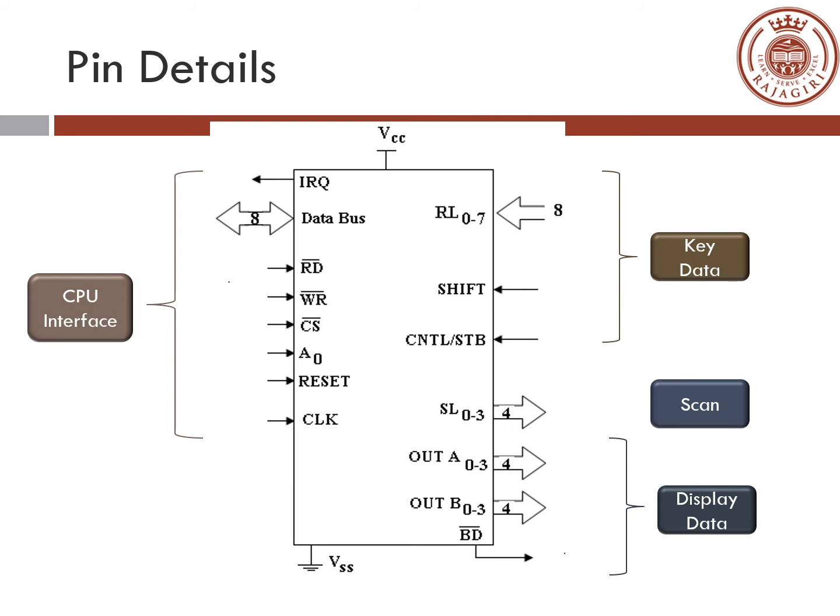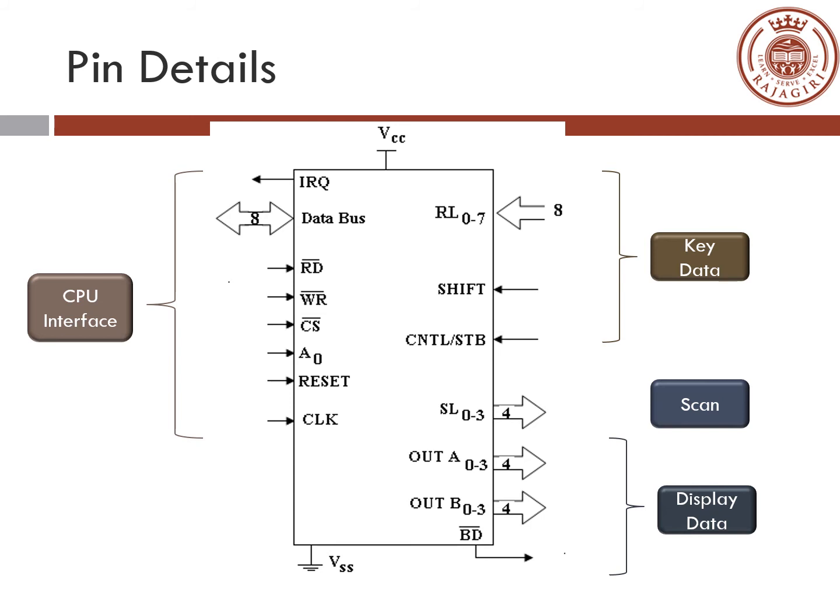and it is used to interrupt the microprocessor. On the right hand side, if you take a look at the keyboard interface part, we have 8 lines coming in, RL0 to RL7. These are called the return lines and are connected to the 8 columns of the keyboard, plus 2 additional lines, shift and control strobe, which are status lines for the keys, which can also be stored along with the key closure.